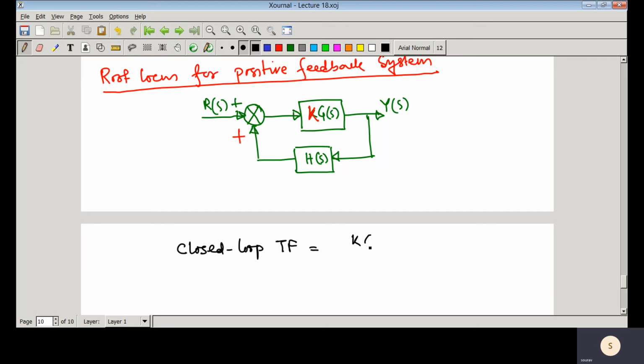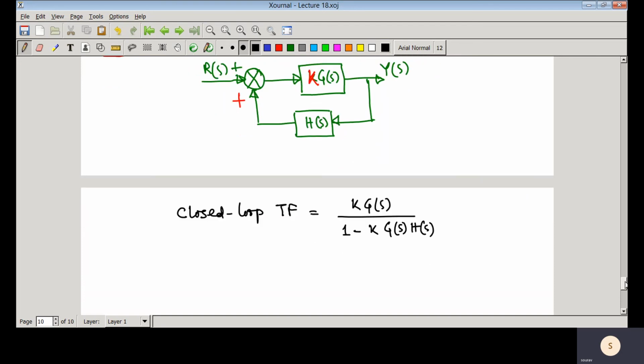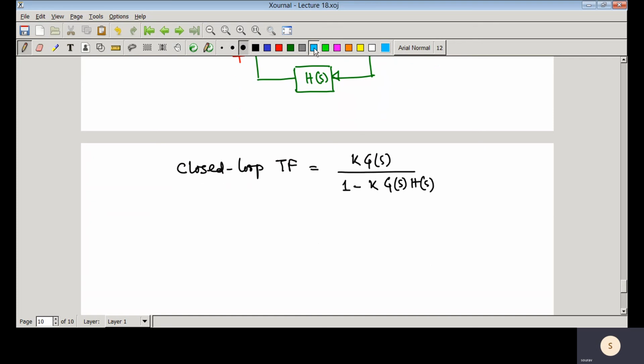Here let us write the closed loop transfer function: K of G of S over 1 minus K into G of S H of S. In case of negative feedback it was plus, so here it is 1 minus. From here it is clear that this is the characteristic equation in case of positive feedback, and poles of the closed loop system must again satisfy that angle condition and that gain condition.